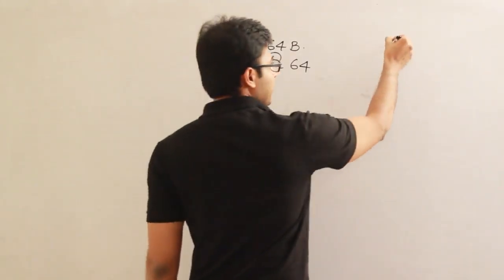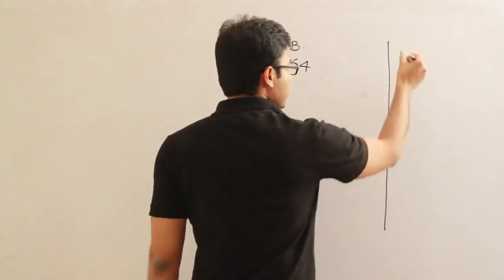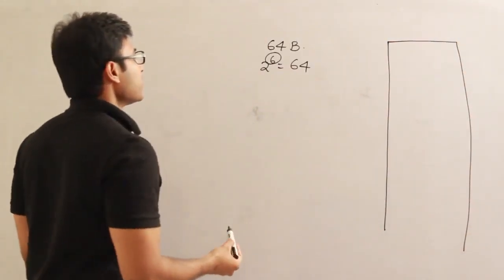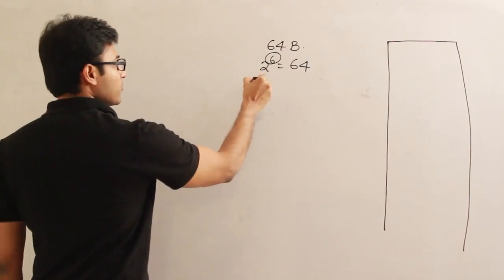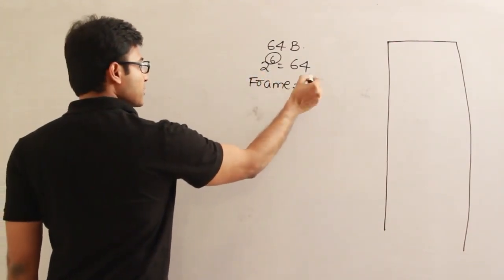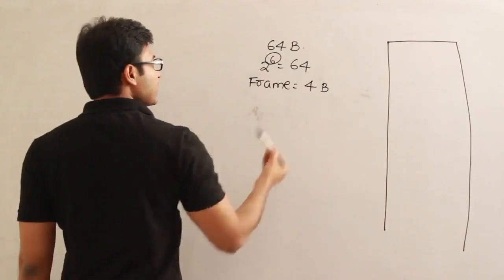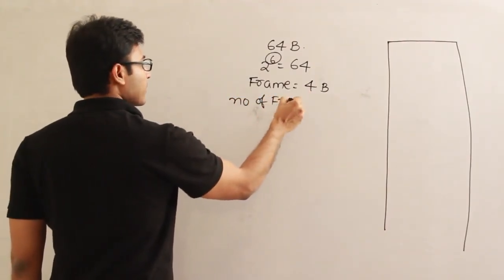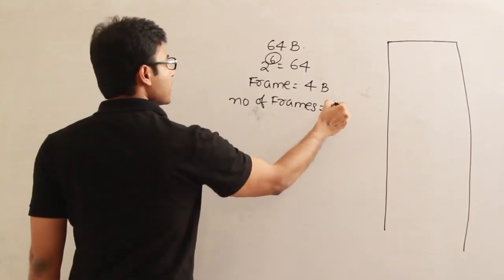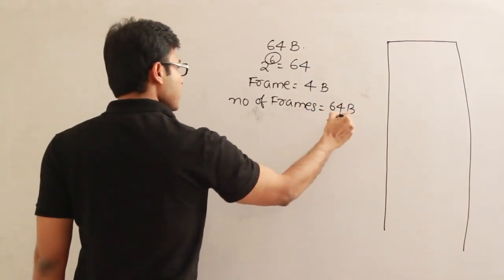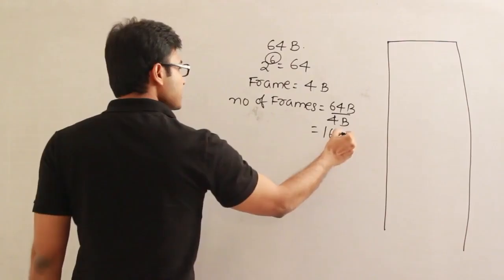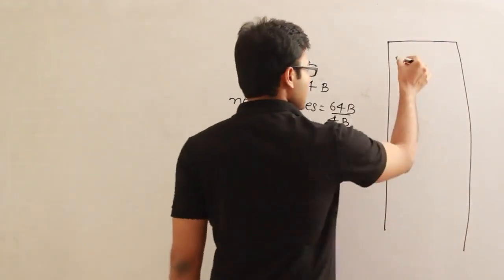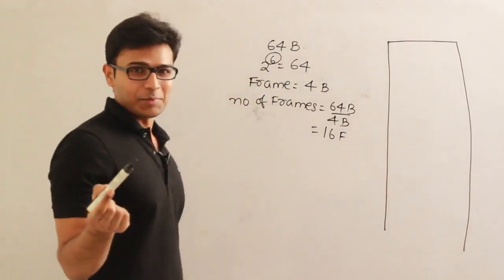Now I'm saying that main memory is going to contain 64 bytes, right? And now assume that each frame is going to be 4 bytes. If each frame is 4 bytes, then the number of frames will be 64 bytes divided by 4 bytes, which is nothing but 16 frames present in the main memory, right?